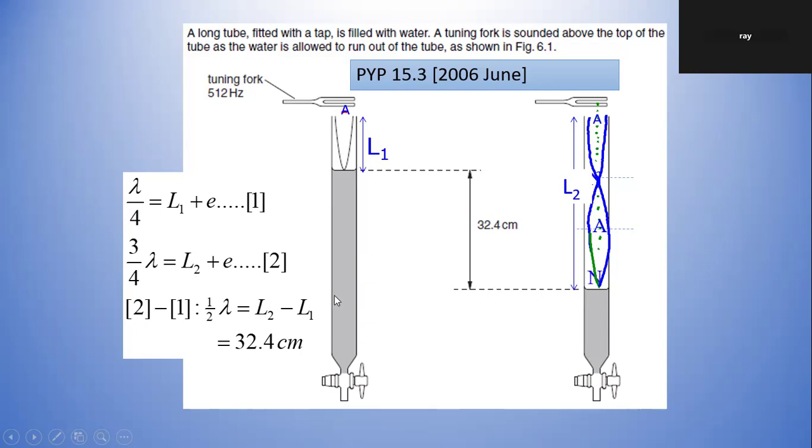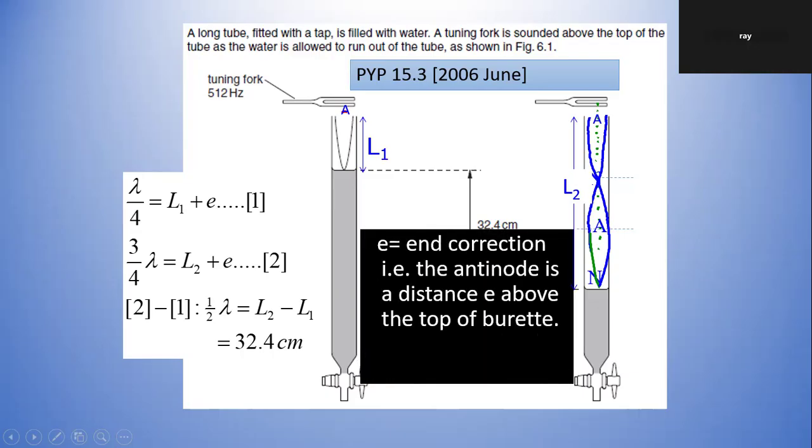So that's how we find our wavelength. And then frequency we have already, you know, the tuning fork, and can calculate the speed. So end correction, the antinode is a distance e above the top of the burette.